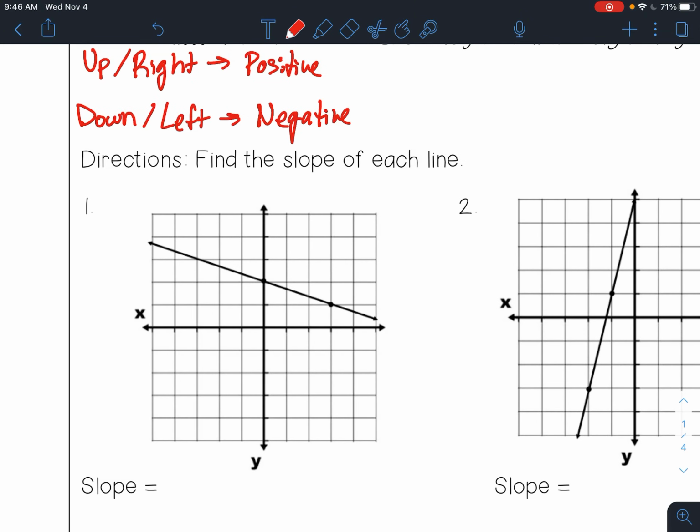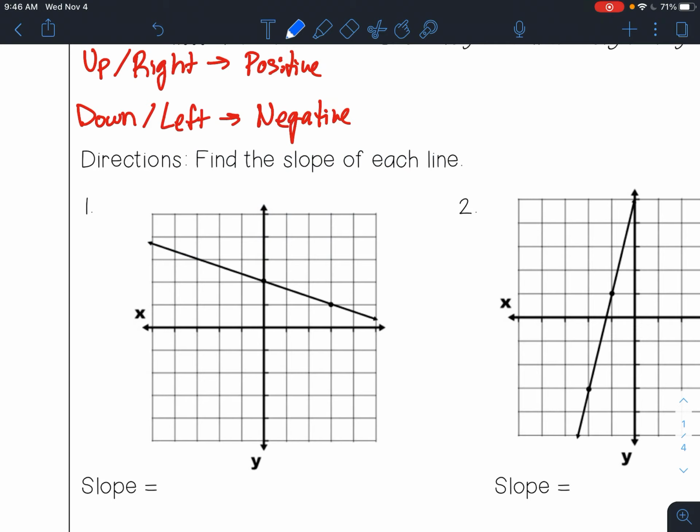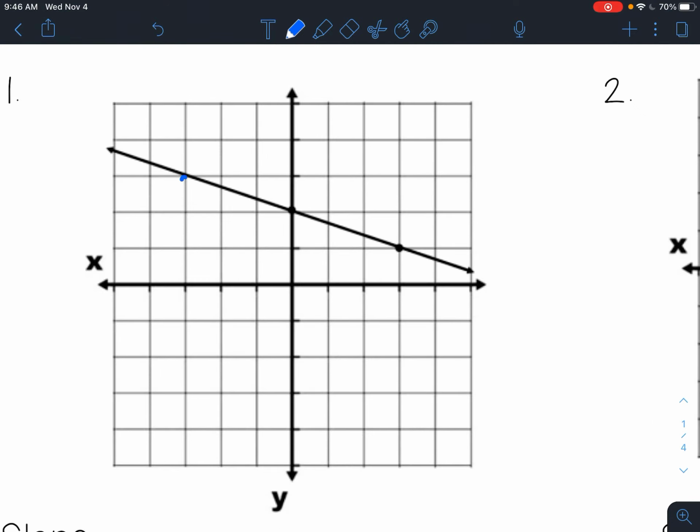So for number one, or really for any of them, you're always going to start with finding 2 points. It does not matter which 2 points you use on the line, as long as they are on the line, then you're allowed to use them. I always suggest using what I call grid marker points or coordinate points, because I want to choose ones that are on a nice intersection of those grid lines. So here I've got 3 different options you could choose from, but you only need to use 2 of them.